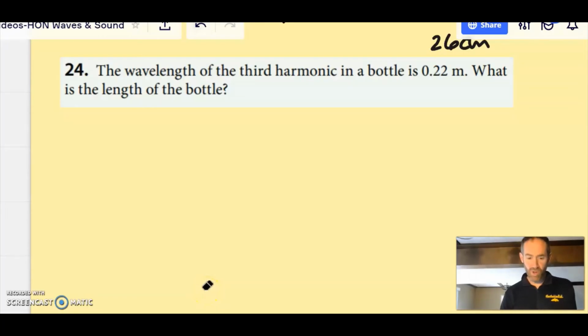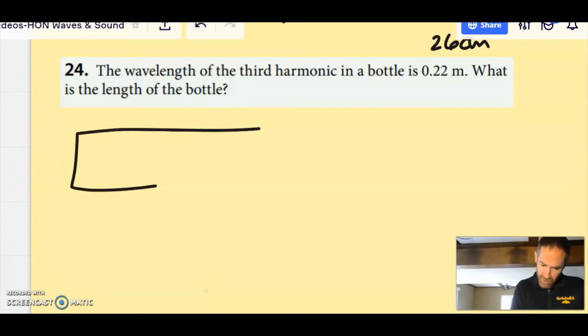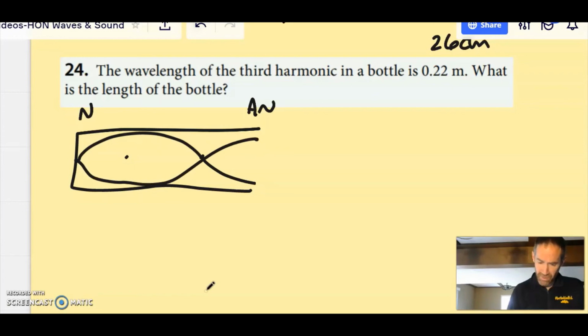Number 24, it says the wavelength of the third harmonic in a bottle is 0.22 meters. What's the length of the bottle? Well, if they talk about the third harmonic in a bottle, we've drawn this a couple times already on this video. There's the open end, which has the antinode, and the closed end, which has the node. Maybe a good idea to split this into about thirds so the picture looks pretty good. And now I have this node here, antinode over there, showing the mirror images of it there.